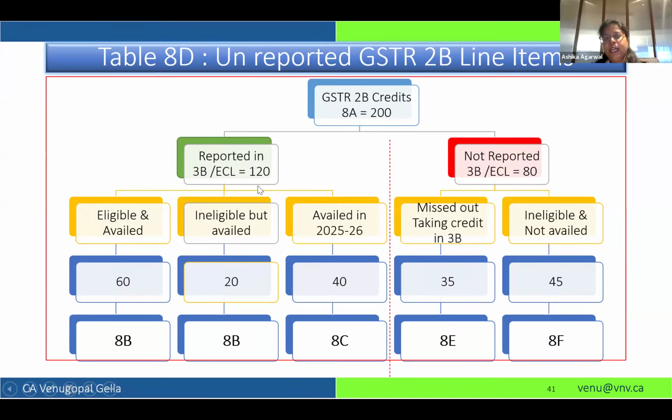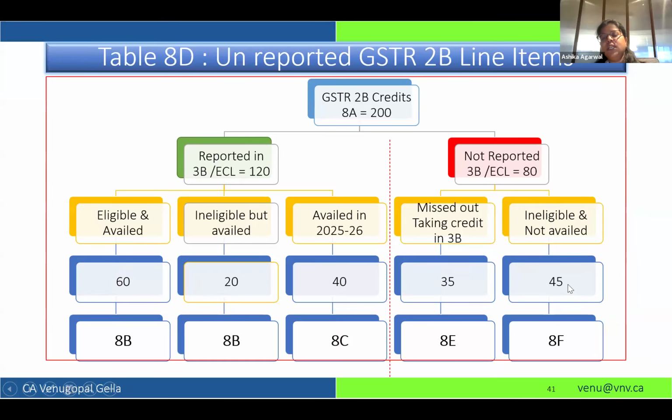As 6B is gross before reversal, even eligible and ineligible both form part of Table 6B. If out of this you claim any ITC in next year, then 40 rupees, for example, will be parked in 8C carry forward. The ITC which is not reported, like 80 rupees out of 280, where nothing has been reported, you have to report in Table 8E. It is ITC available but not availed, meaning it has now lapsed, 35. Now this is ITC available but ineligible ITC.